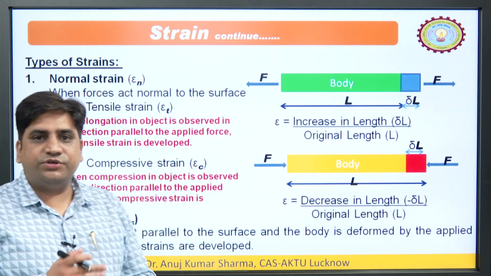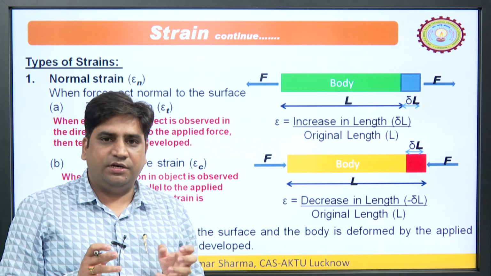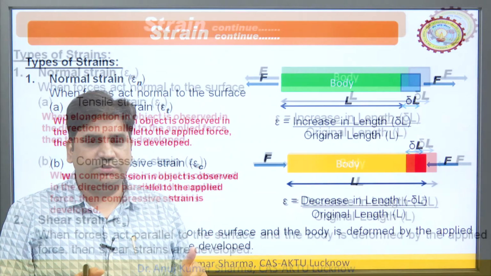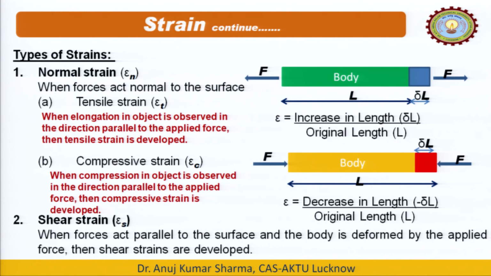Now, how many types of strains? Strain, as we understood, is caused due to the stress developed in the object, and we can see from here that strain, similar to stresses, can also be categorized in different categories. Here we can classify it into two types: first is the normal strain and second is the shear strain.